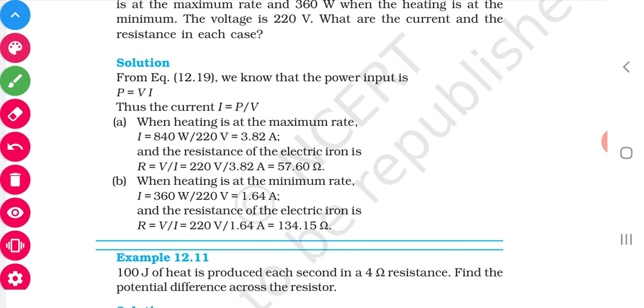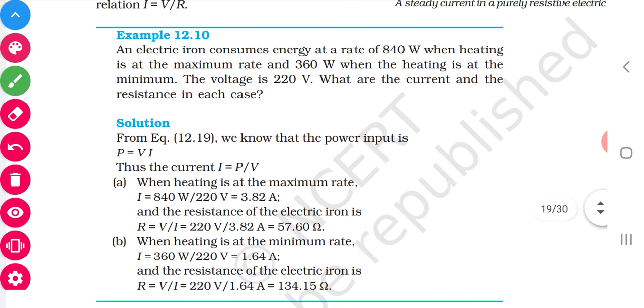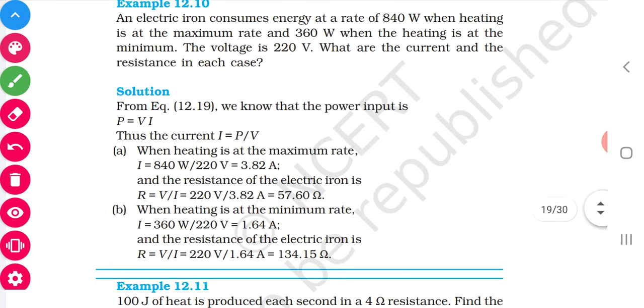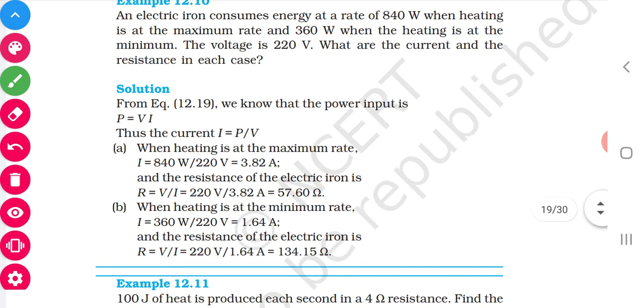For that we have to use the formula for power. P is equal to V into I. In this case we need I, so we can keep I here and take V to the left side. The equation becomes I is equal to P by V. Then you can substitute. What is the power at the maximum rate? The power at the maximum rate is 840 watts. The voltage is 220 volts. Dividing, we will get 3.82.